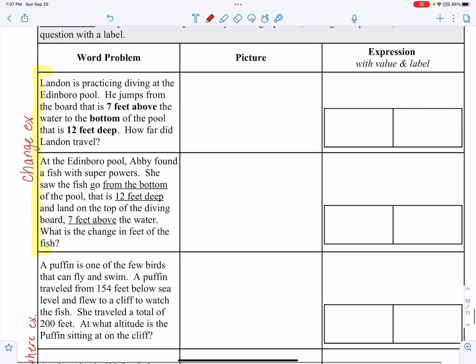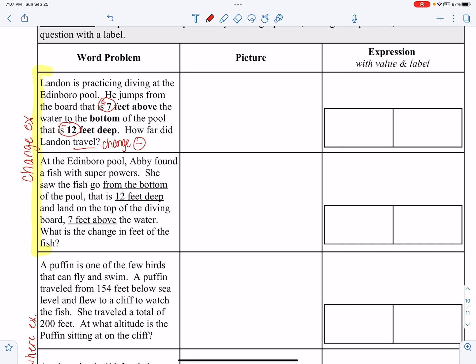All right, let's go ahead and take a look at the first problem. We have Landon is practicing diving at the Edinburgh Pool. I love the Edinburgh Pool. He jumps from the board that's 7 feet above. That lets me know that that is a positive integer right here. So I'm making little notes. And he goes all the way to the bottom of the pool that's 12 feet deep. And so as I'm reading that, I'm going to make a little note. I know that's going to be a negative 12. And then how far did he travel? So that lets me know that we're doing a change type problem, which I know is going to be subtraction.